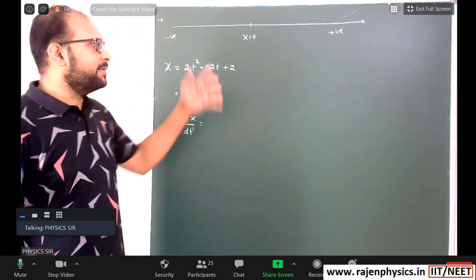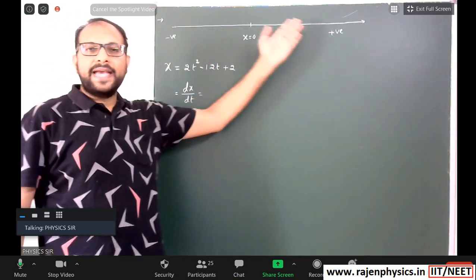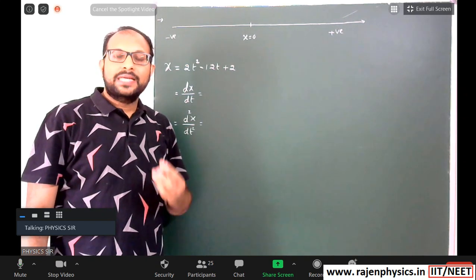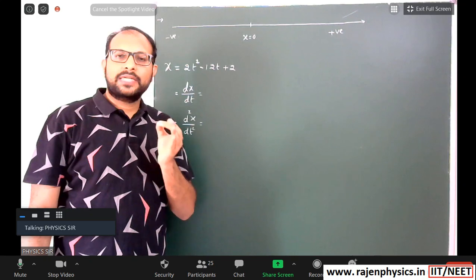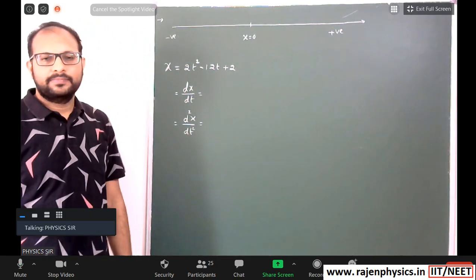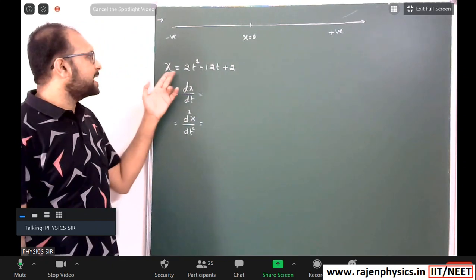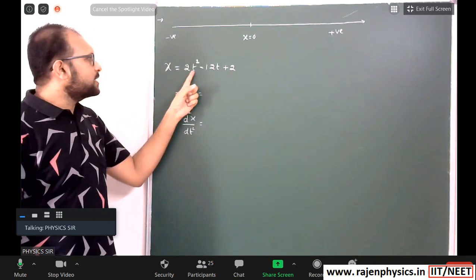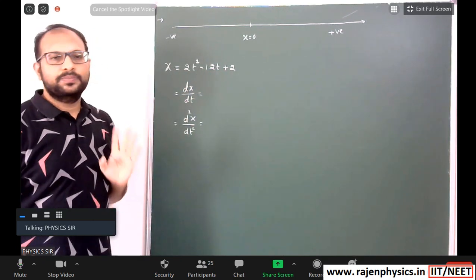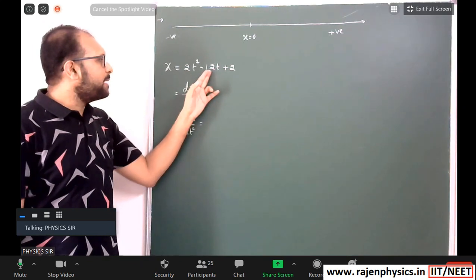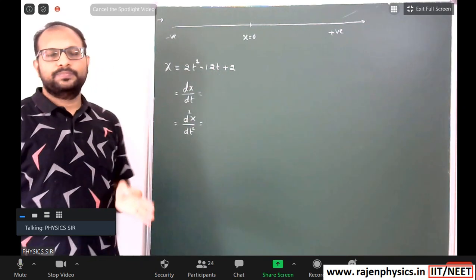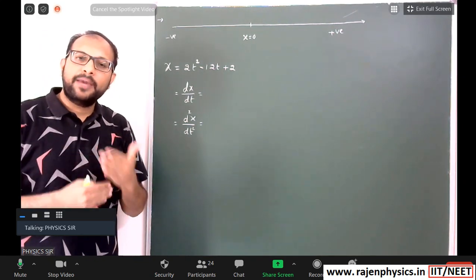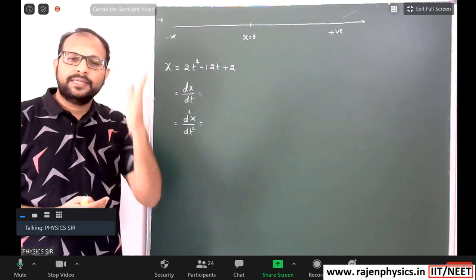Right, students, now here, along the x direction, a particle is moving. The particle's location at some time t, the instantaneous location, is given. Now identify x equal to 2t square minus 12t plus 2. This is the instantaneous location, the position of a particle at a time t.